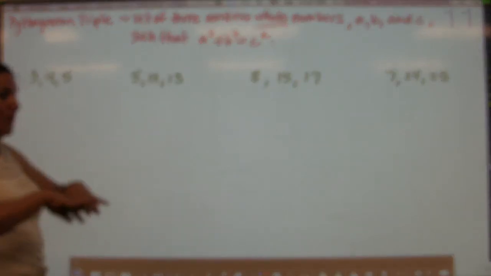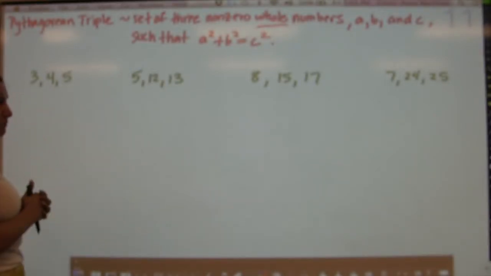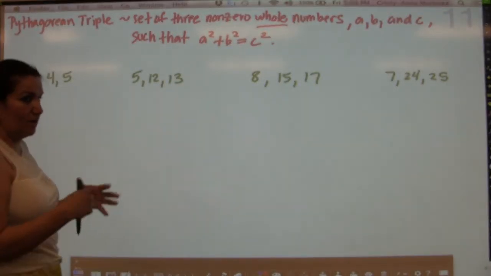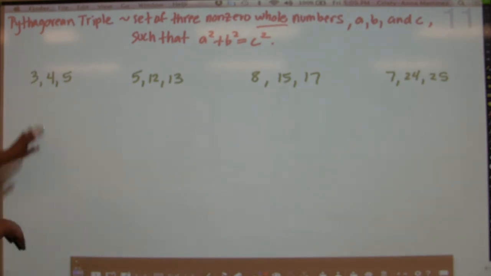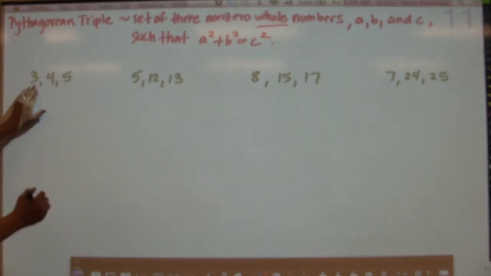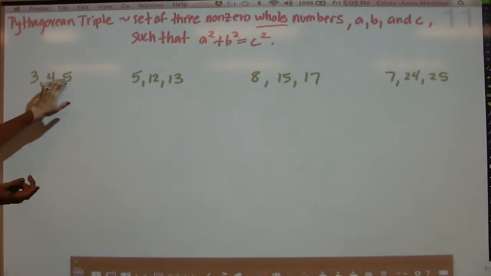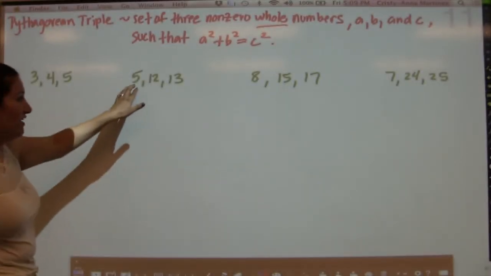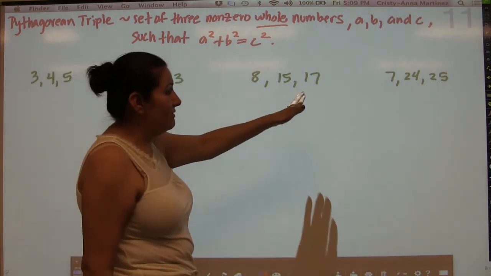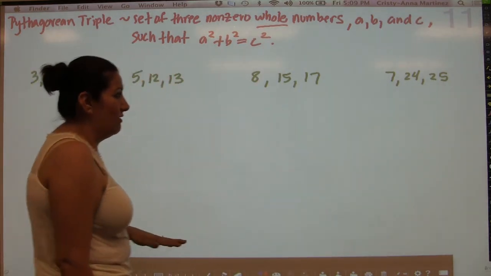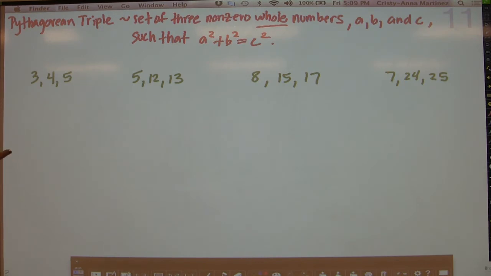In other words, it comes out to a nice round natural number, as opposed to our previous examples where the third side ended up being some decimal. In this case, it turns out that 3 squared, which is 9, and 4 squared, which is 16, added together is 25, which is the same thing as 5 squared. The same is true for 5, 12, and 13, 8, 15, and 17, and 7, 24, and 25. These are some of the most common Pythagorean triples.